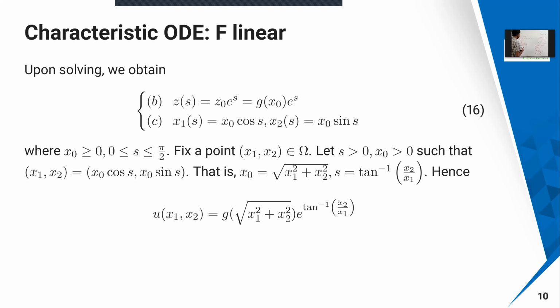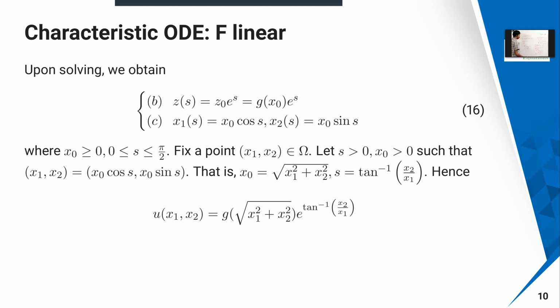If we solve this problem, z dot of s equal to z of s, this is a simple thing. Solving it, you get dz by z equal to ds. Simplifying, you get log z equal to s plus some constant. So I can simply write z equal to c e power s.